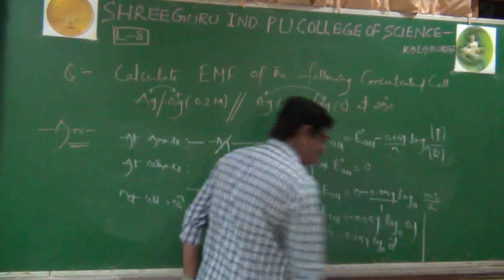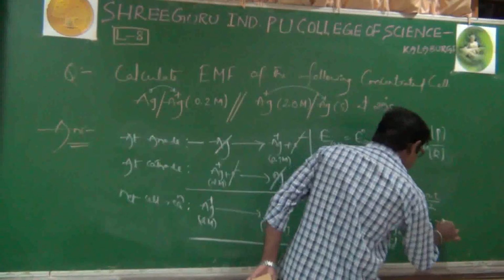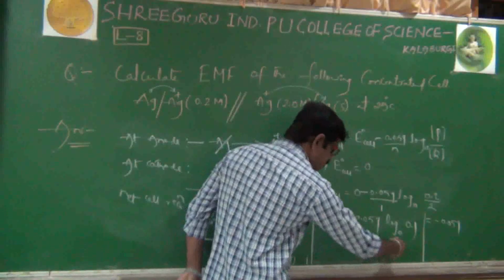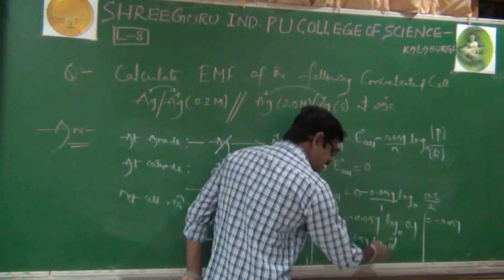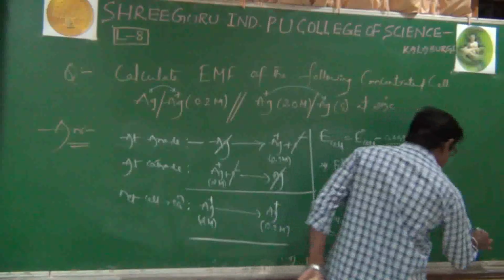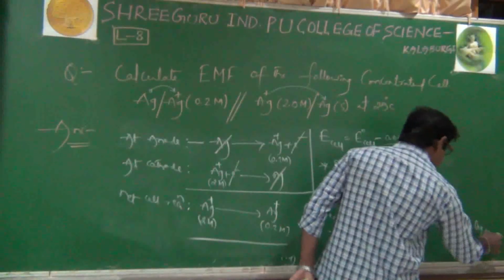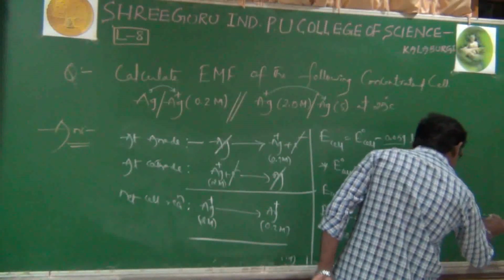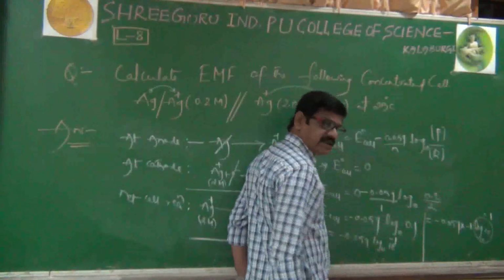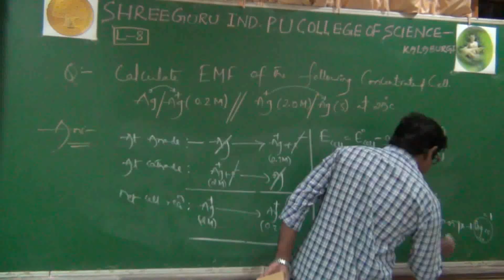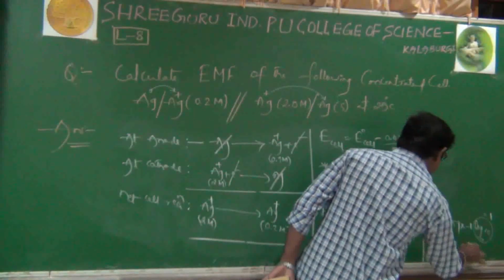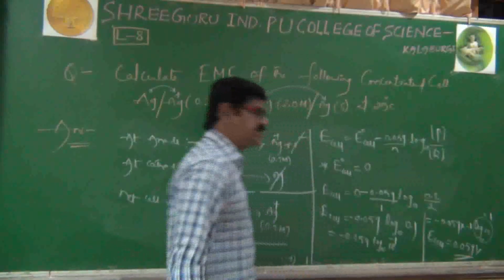Now we will use one more formula: log m to the power of n is nothing but n log m. Therefore, we get minus 1 times log 10, of course base 10. Log 10 base 10 value is of course 1. Therefore, minus into minus, we get the final answer in positive sign. Therefore, E cell equals 0.059 volts is our answer.